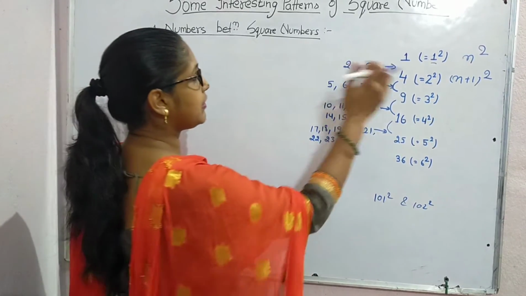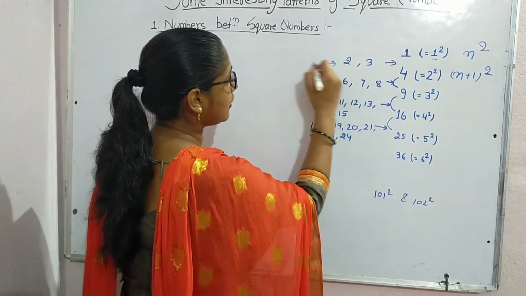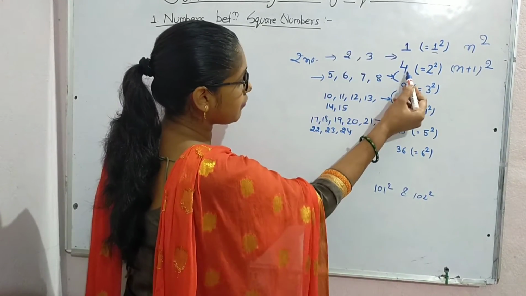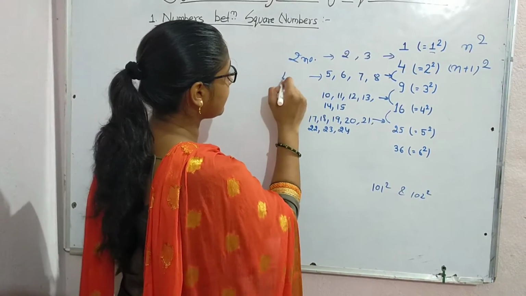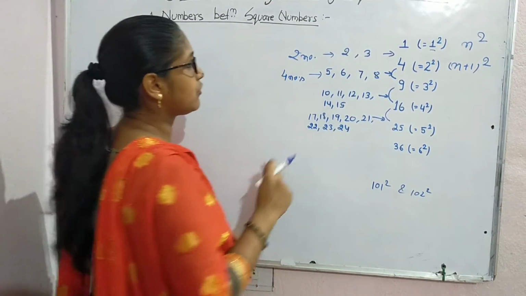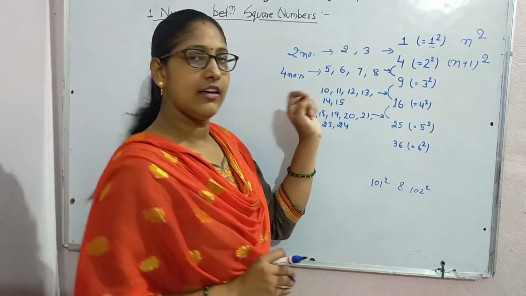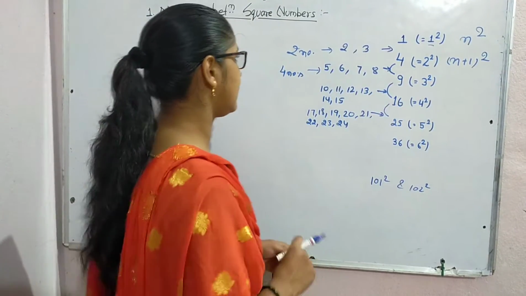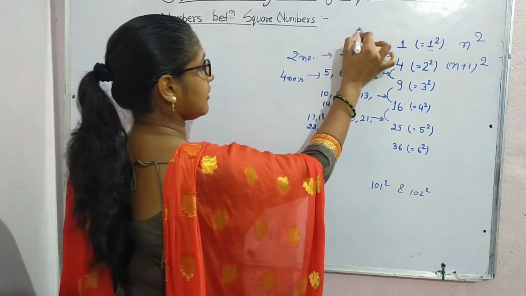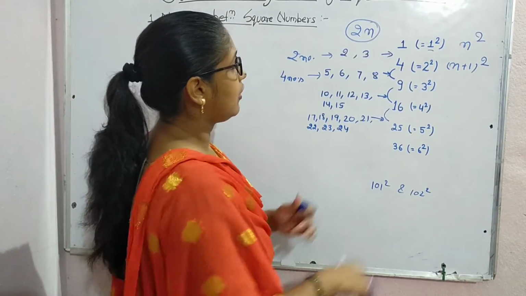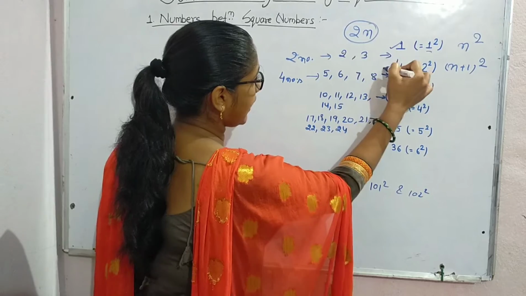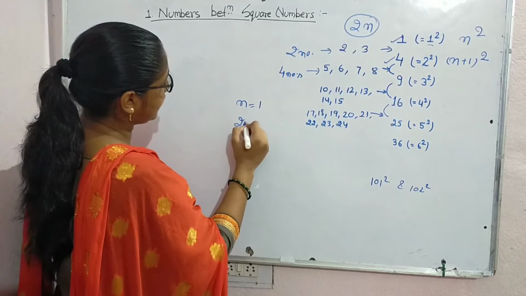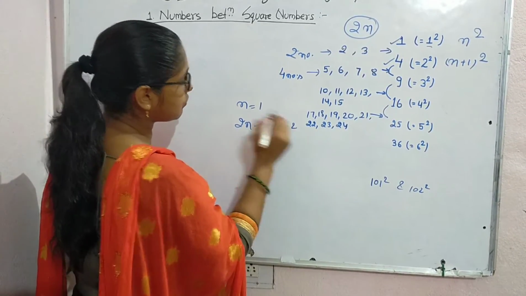Now we can see that between 1 and 4 there are two numbers. Same as between 4 and 9 there are 1, 2, 3, 4, 4 numbers. So for this can we say that the non-perfect square numbers between n square and n plus 1 square is twice of n? Because for this 1 and 4, n is equal to 1. So 2n is equal to 2 into 1 is equal to 2. Okay.